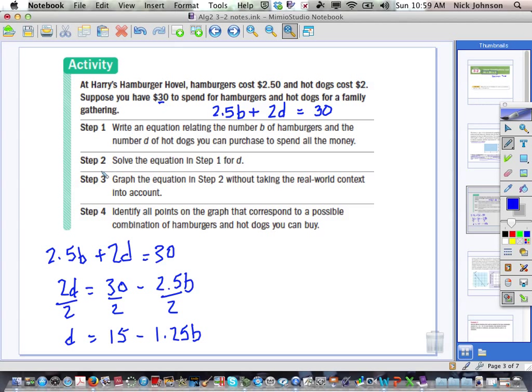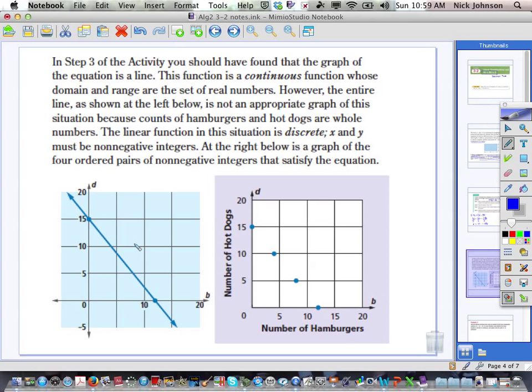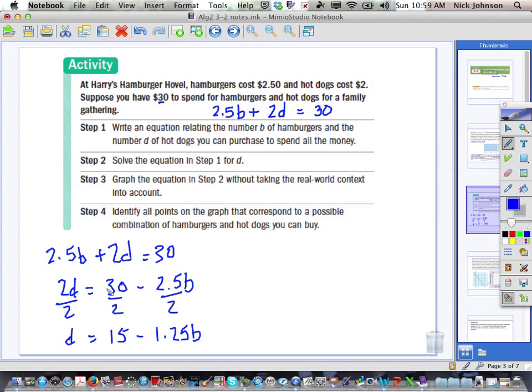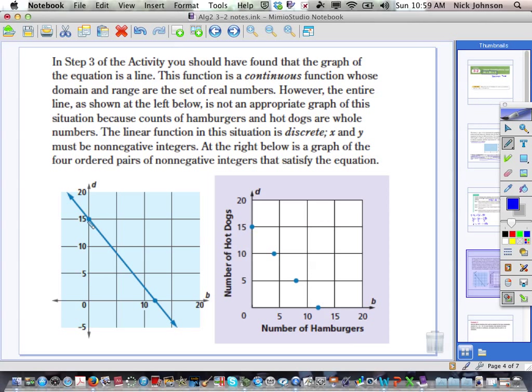Perfect. Step 3 says graph the equation in step 2 without taking the real world context into account. If we do that, look right here. We have it graphed for you. What's my y-intercept? My y-intercept is 15. Then I go down 1.25 over 1 and keep doing that. So they graphed this for us. Notice I have a y-intercept right here, and I have an x-intercept, which is right here.